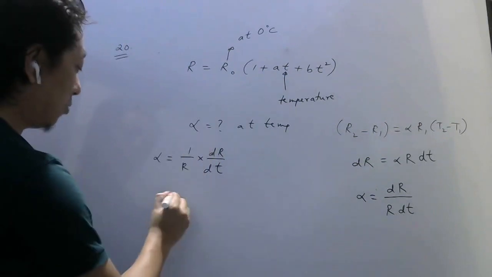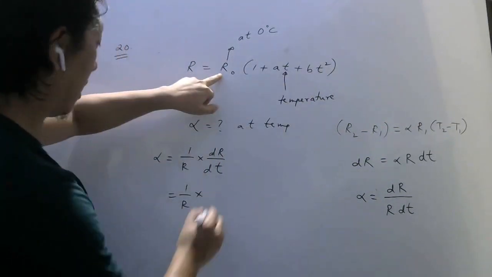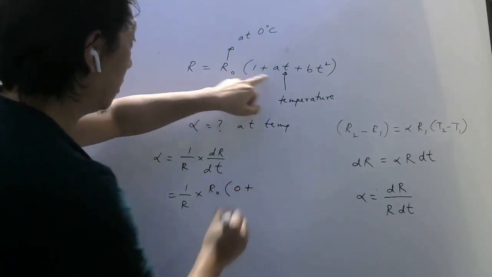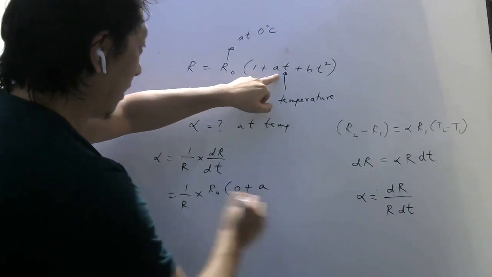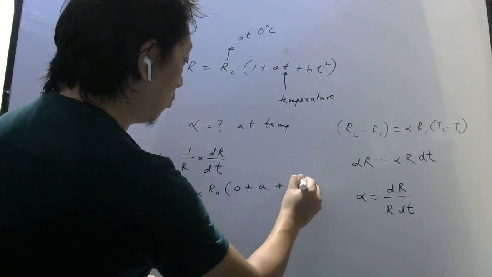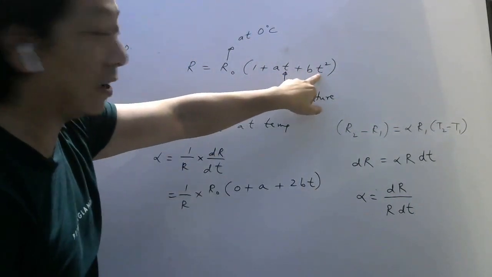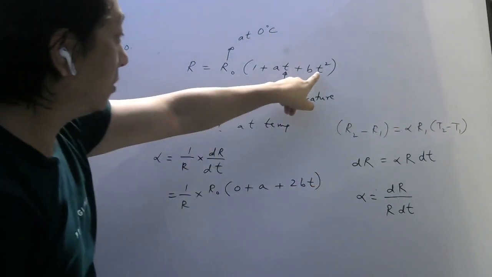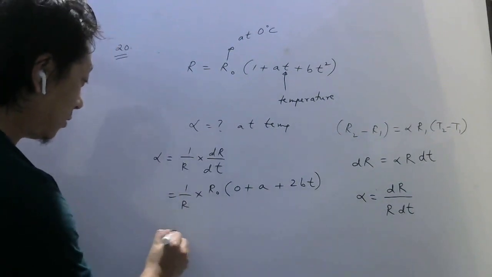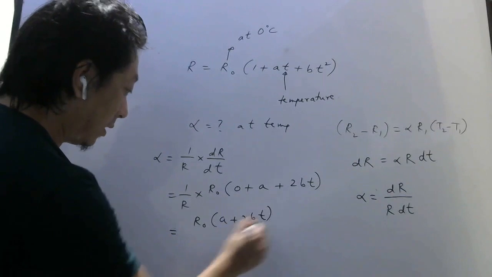Now you know how to take differentiation of any function. So what is the differentiation of this function? R naught will come outside. Differentiation of 1 will be 0. Differentiation of at will be a. Differentiation of bt square will be b into 2t, so 2bt. You know this differentiation, right? Differentiation of x square is 2x, so differentiation of t square with respect to t will be 2t. So this will be R naught (a plus 2bt) divided by R.